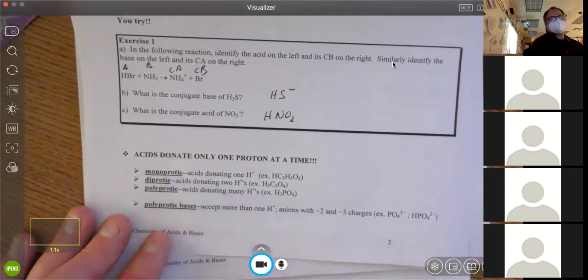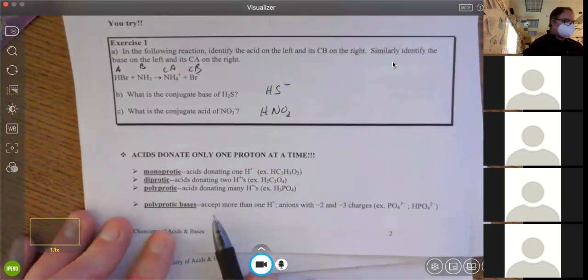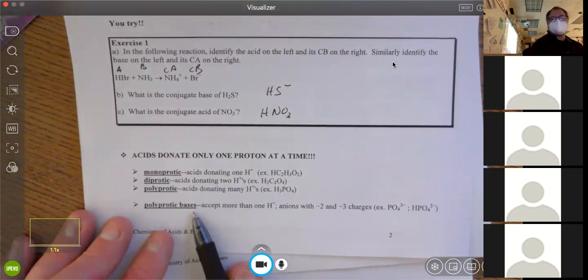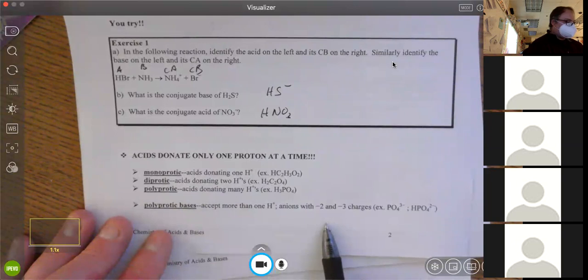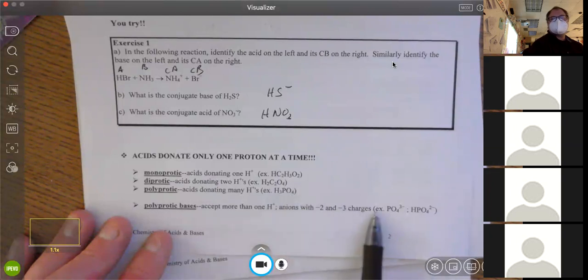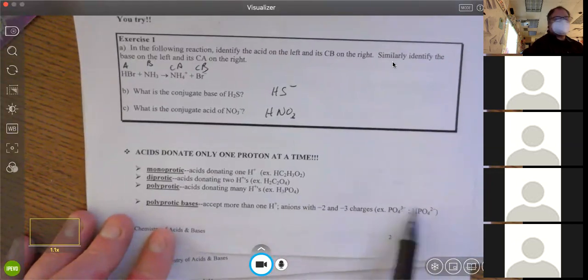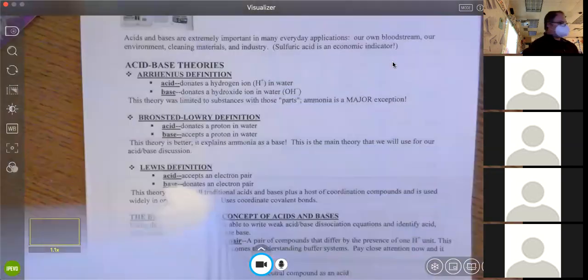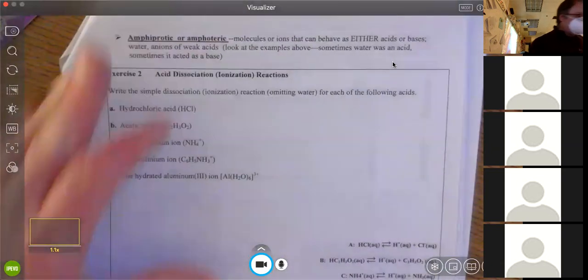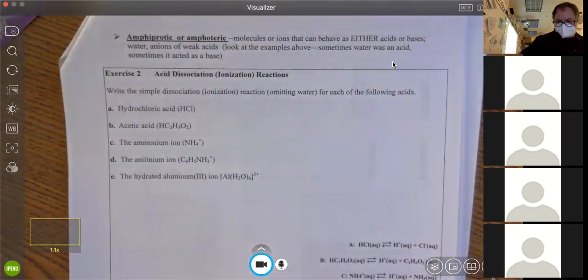Mono covers a huge amount. There are bases with more than one, for example, calcium hydroxide and aluminum hydroxide. Those would be able to accept more H's. You also have these guys too, which would be the conjugate base of HPO4 2 negative. And you can see that as we take away H's from this, if we have these guys, we can accept them back. And there's that word, amphoteric. So you have that there.